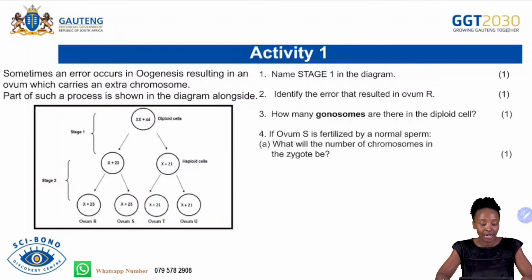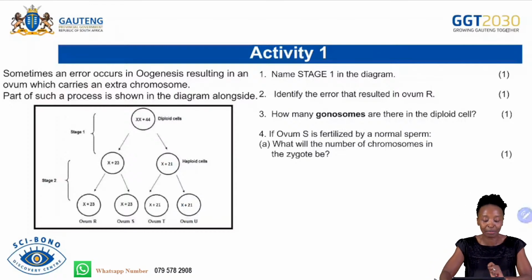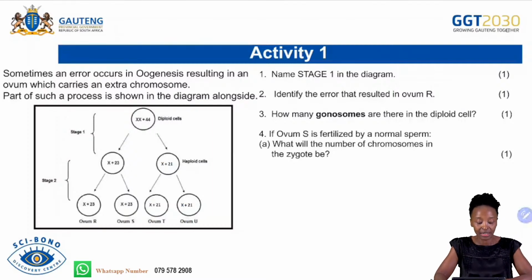Here we're looking at the diagram. There's an instruction which says, sometimes an error occurs in oogenesis, resulting in an ovum which carries an extra chromosome.